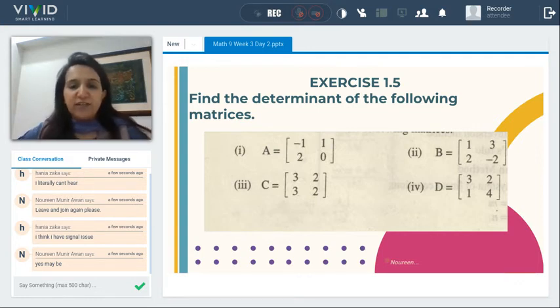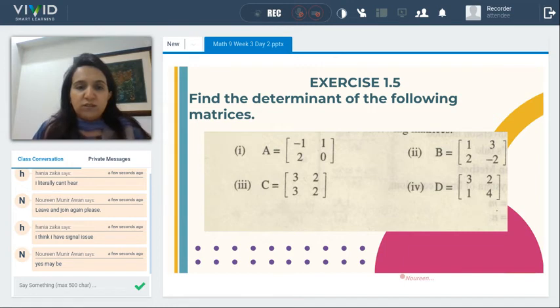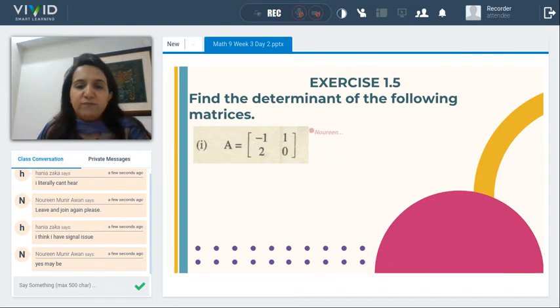The first diagonal is -1 and 0. This is the first diagonal and I'm using another color for the second diagonal. The second diagonal is 2 and 1. Multiplying both and subtracting the answers. -1 and 0, any number multiplied by 0 will be 0. It will be 0 minus 2. 0 minus 2 gives -2. So its determinant will be -2.